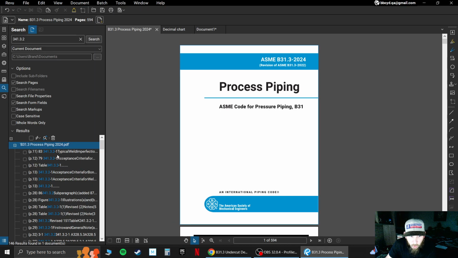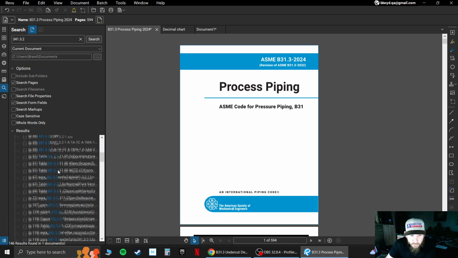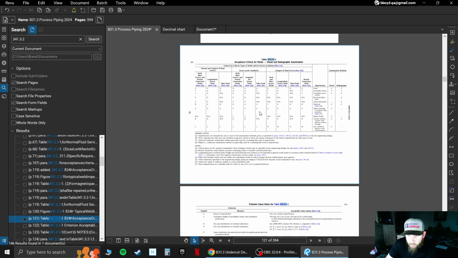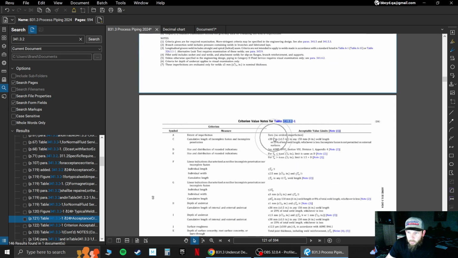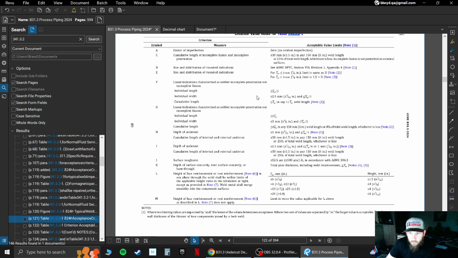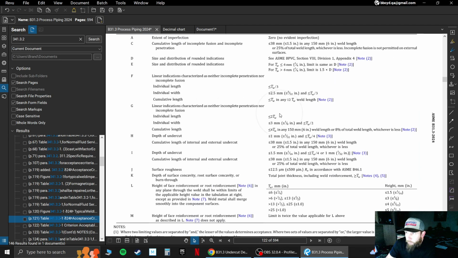So in the results column, you can see everywhere that Bluebeam found the number 341.3.2 in the B31.3 code. So we're going to look through these until we find the table that we're looking for with our acceptance criteria. So here you can see 341.3.2, so AI got the table number correct. So let's find our depth of undercut. So here's our depth of undercut.